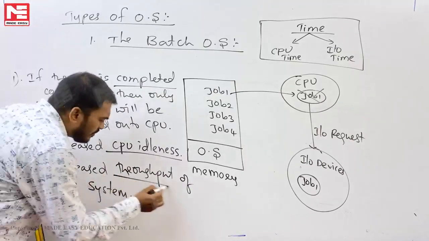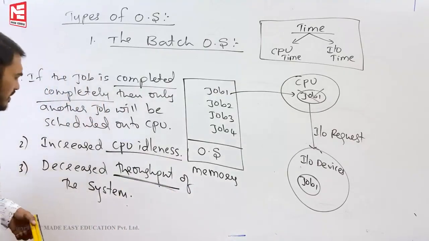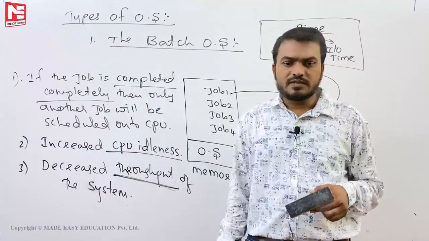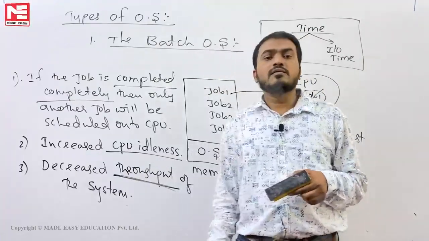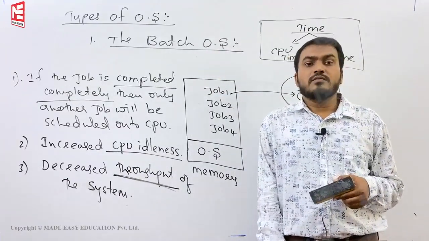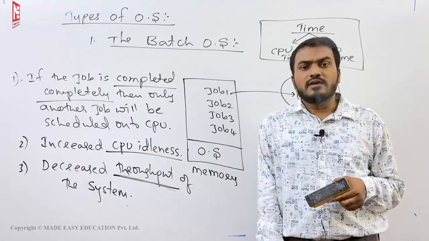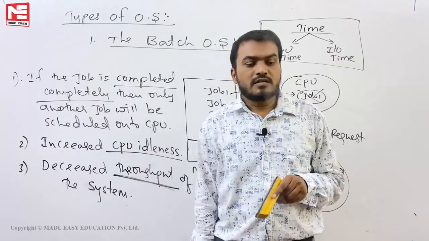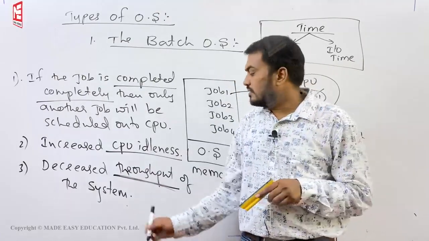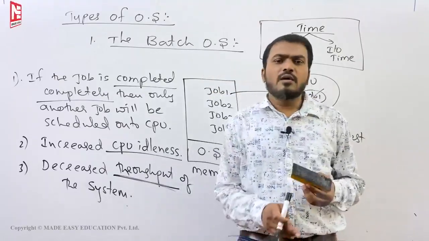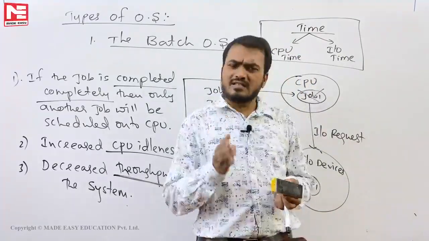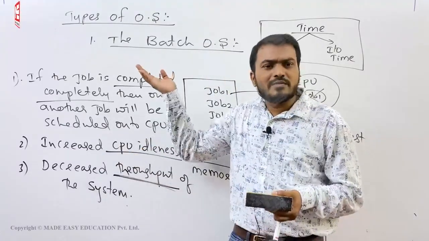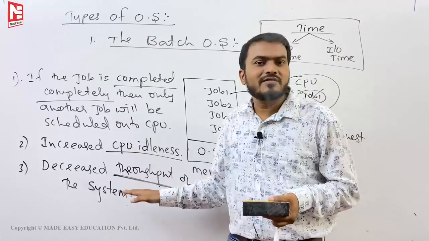So what is the meaning of throughput? Note down the definition of throughput, keep the heading throughput. Throughput means number of jobs completed per unit time. Number of jobs completed per unit time is called the throughput of the system. Unit time means per second. So obviously, if the CPU is idle for more amount of time, the effect will be that the throughput of the system will decrease.